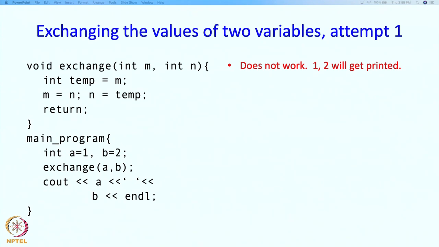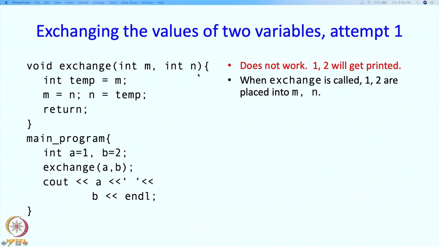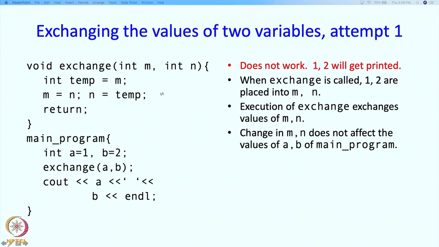However, this does not work. 1 and 2 will get printed over here, and let us see why that happens. When exchange is called, 1 and 2 are indeed placed into m and n. Our usual rule is that when we make a call, the values of the arguments, so 1 and 2, are copied into m and n. Now execution of exchange does exchange the values of m and n. But unfortunately, the change in m and n happens in the activation frame of exchange, and this does not change anything over here in the activation frame of the main program. So when you return, the main program has the same values, and so 1 and 2 will get printed.